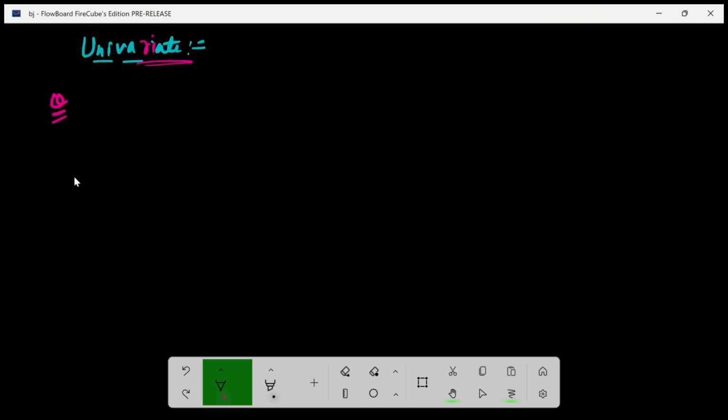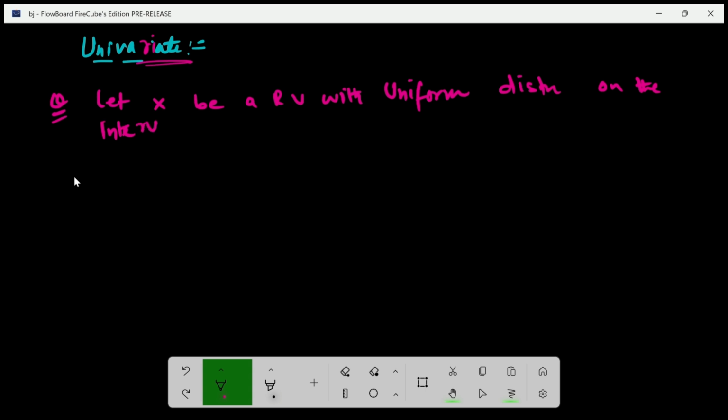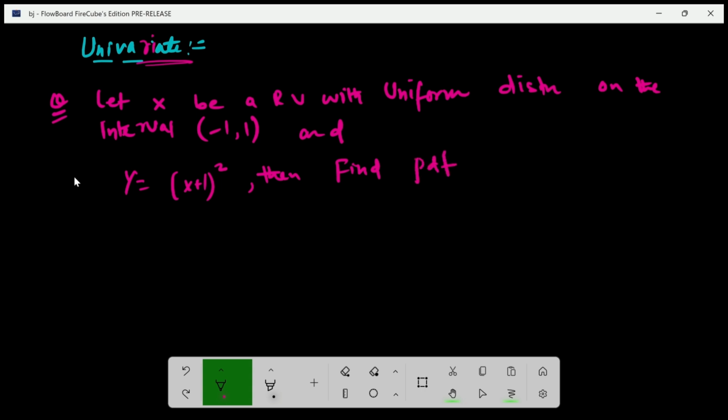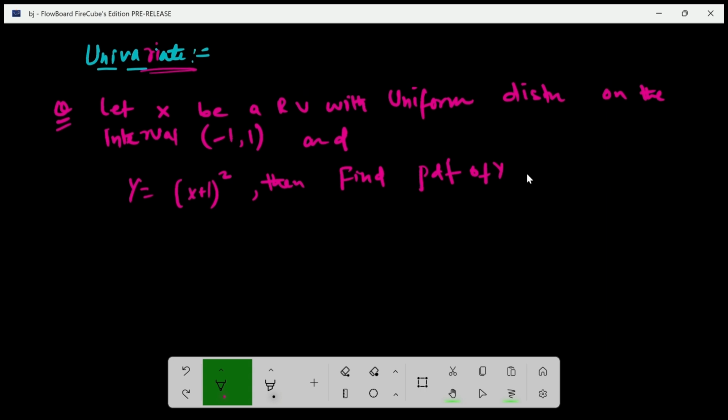So see, the second question that is asked is: let x be a random variable with uniform distribution on the interval -1, 1 and y is equal to (x plus 1) whole square, then find the PDF of y. We have to find the PDF of y.